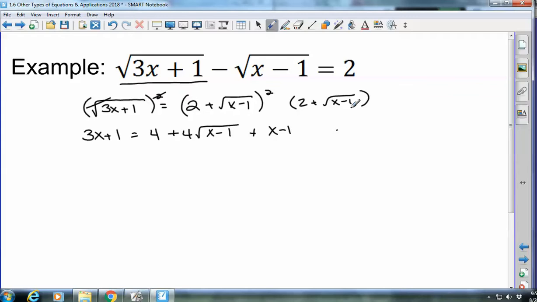All right, so we're going to isolate our radical again. So if I subtract my x over, 4 and negative 1 will give me a 3. Subtract over my 3.